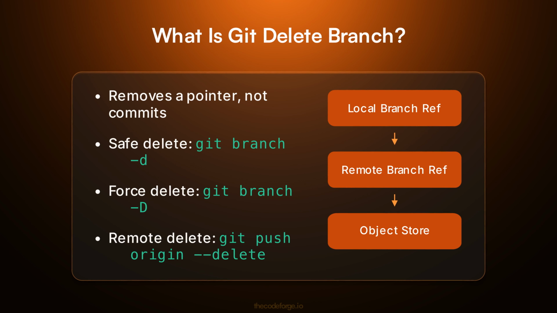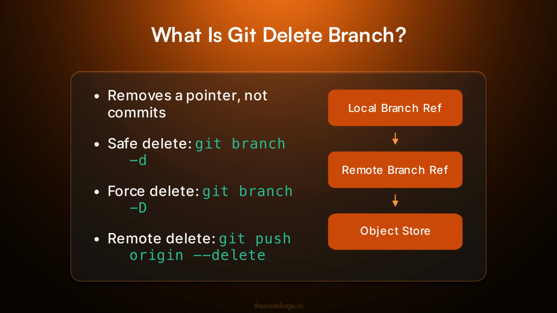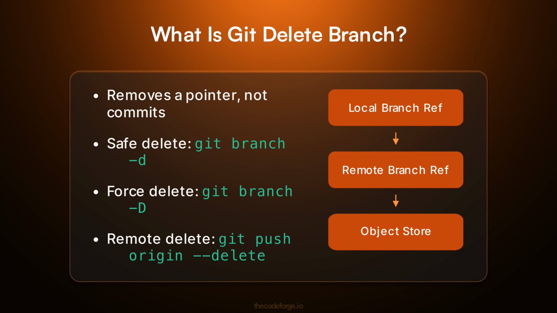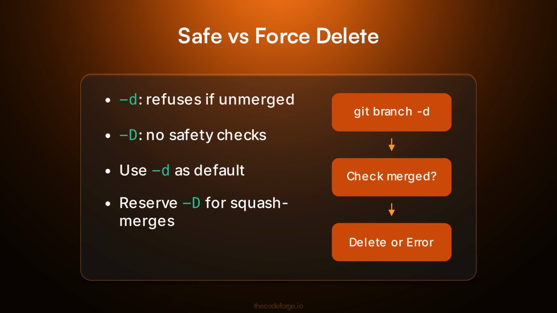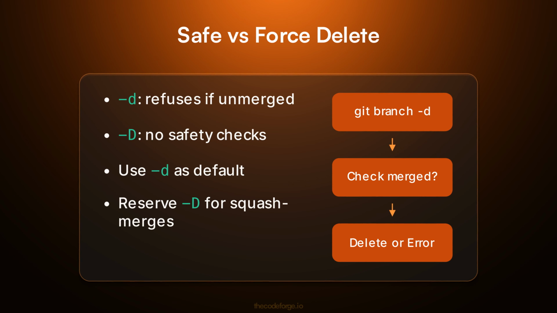Deleting a Git branch removes the named pointer to a commit, not the commits themselves. Git gives you 2 local delete commands. The safe -d checks for unmerged commits, while -D force deletes without checks. Remote branches require git push origin --delete. The critical difference: -d checks whether the branch is fully merged. If not, it refuses. -D skips that check entirely. Always use -d first, and only reach for -D when you understand why -d failed.